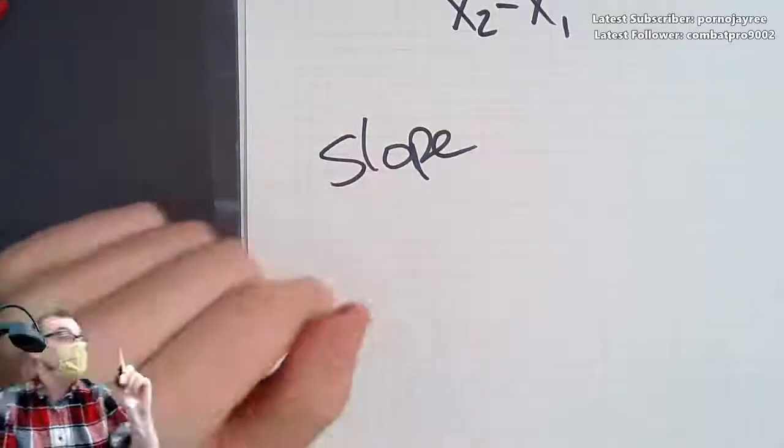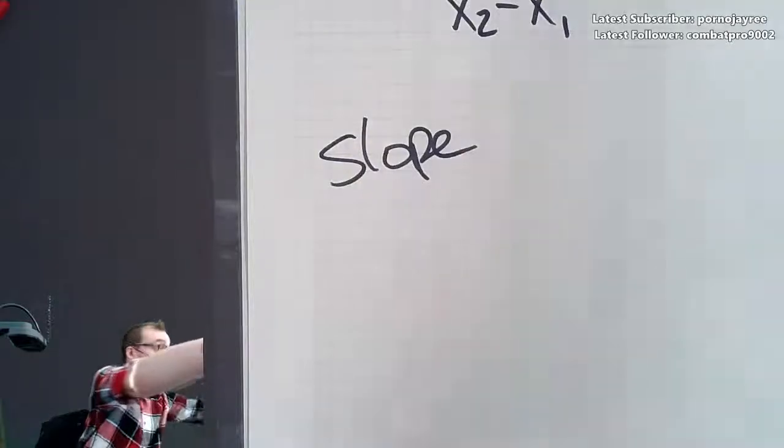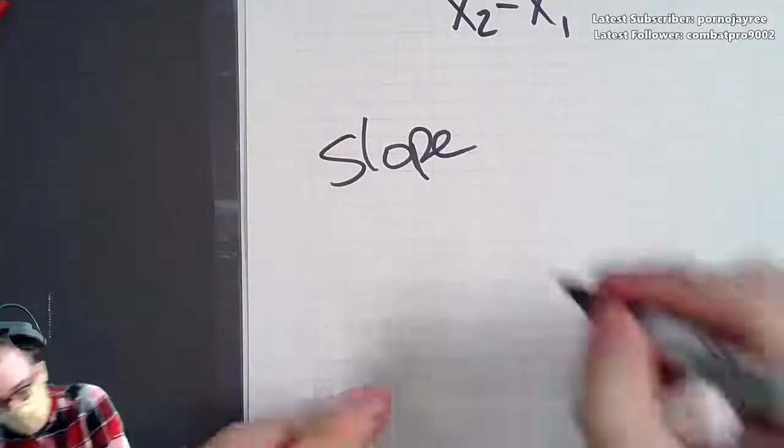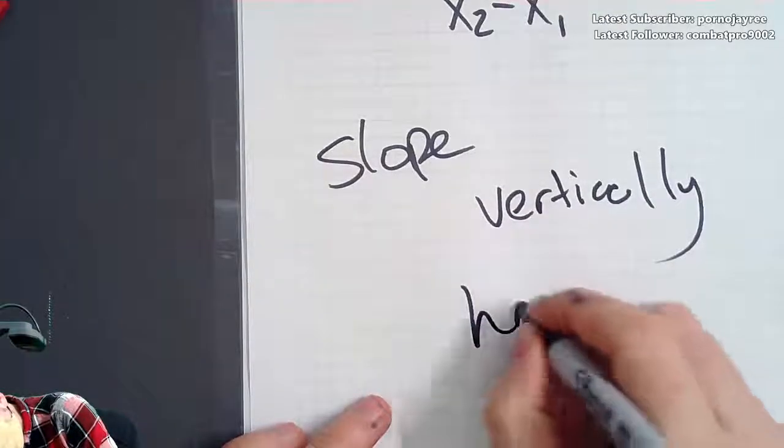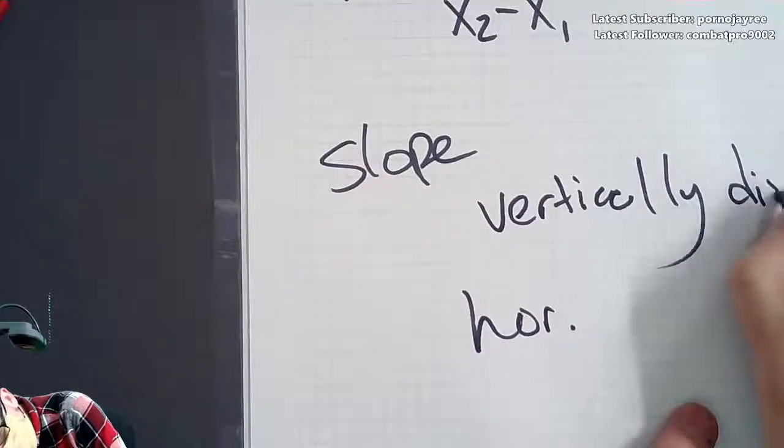So slope has to do with how far we go, distance, right? So when we talk about how far it goes vertically and how far it goes horizontally, I'll abbreviate that. We're talking about the distance, right?